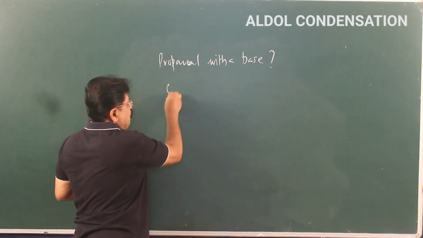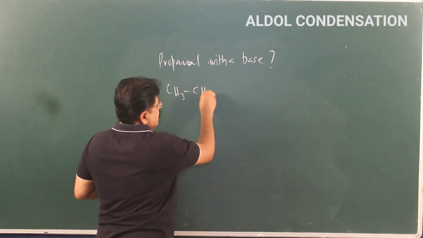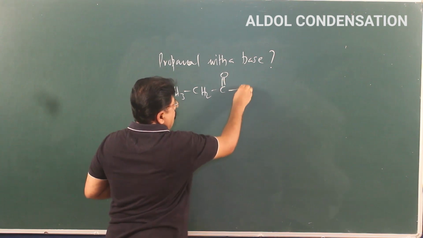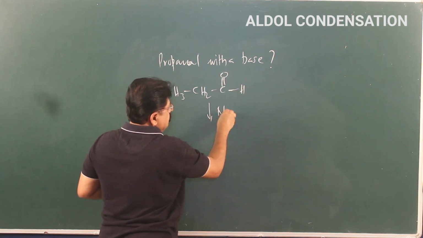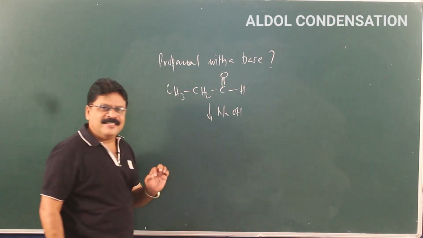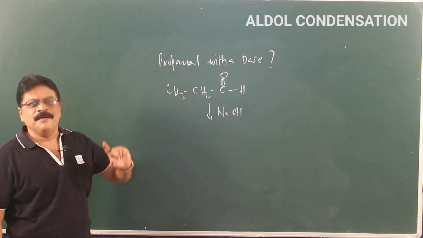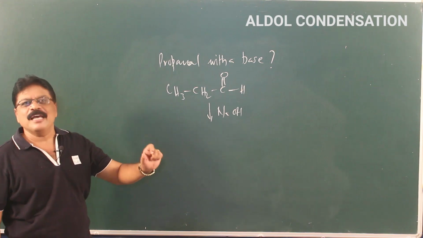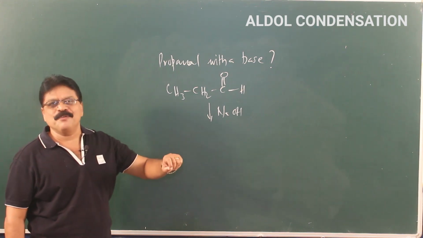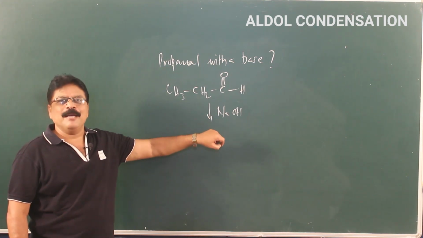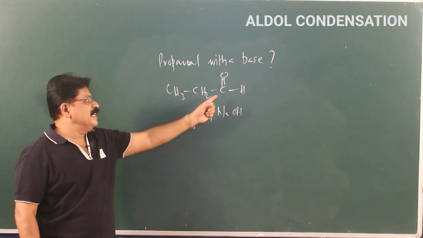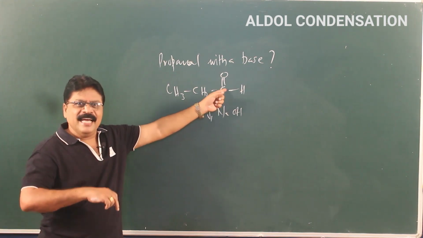So propanal, CH3, CH2, CH. What will be the product? It's an easy trick. Very easily you can predict the product. What do we do? What is the main interesting thing? A new carbon-carbon bond is formed. Between whom is it formed? Between the alpha carbon of one aldehyde with the carbonyl carbon of the second aldehyde, and this will become OH.